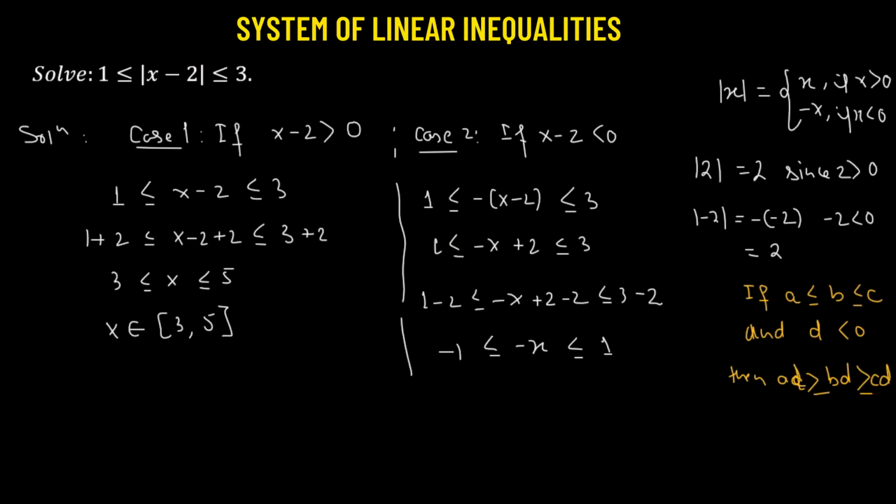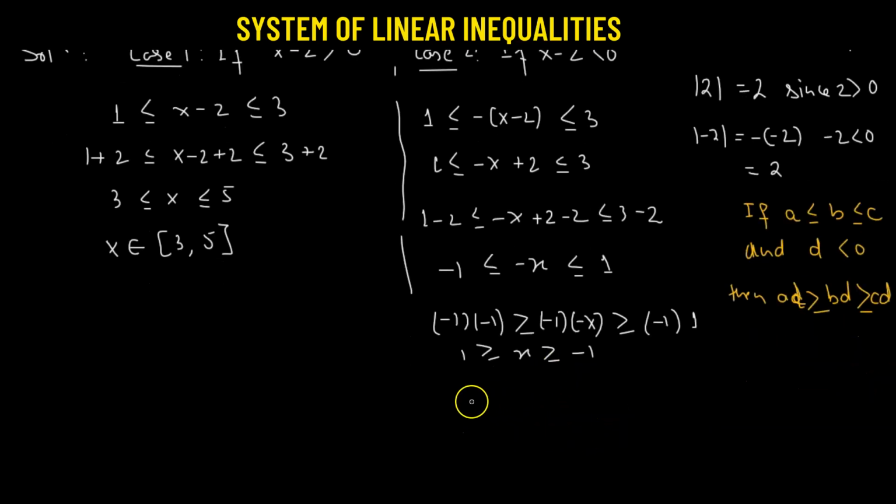So similarly, we'll multiply throughout by negative 1. So we have negative 1 multiplied by negative 1, which will become greater than or equal to negative 1 multiplied by negative x, greater than or equal to negative 1 multiplied by 1, which simply gives us 1 greater than or equal to x greater than or equal to negative 1. But we'll write it in ascending order. So we have negative 1 less than or equal to x less than or equal to positive 1, or in interval form, x lying between negative 1 and 1.